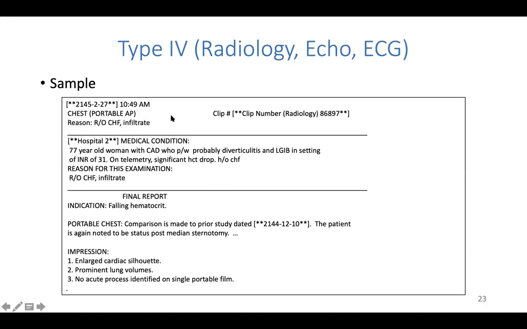Like here, so I think this is CHF. This is heart failure. I think this is a chest X-ray. So there are impressions: enlarged cardiac silhouette, 이제 심장이 좀 커 보인다, 뭐 그런 거고. Prominent lung volume, 그러니까 폐의 사이즈도 커 보인다, 뭐 그런 거고. No acute process identified on single portable film. Not sure what this is. No acute process. 어떤 급성 뭔가가, 급성 폐렴이라던가 그런 것들이 있는 것 같진 않다, 뭐 이런 얘기인 것 같습니다.